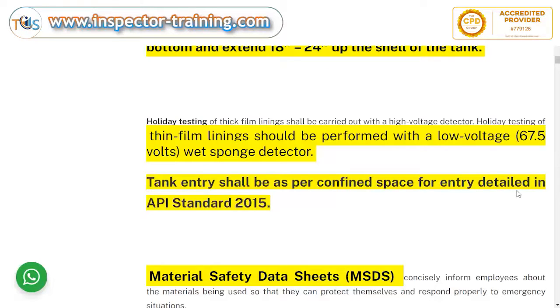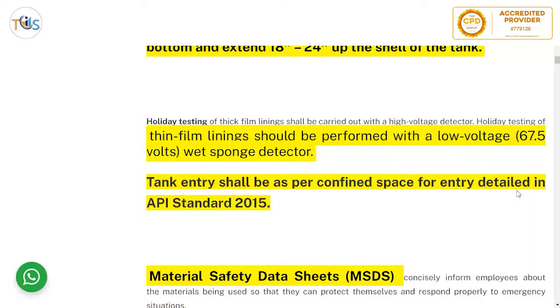Holiday testing of thick film lining shall be carried out with a high voltage detector. Holiday testing of thin film lining should be performed with a low voltage wet sponge detector. Tank entry shall be as per confined space for entry detailed in API standard 2015.